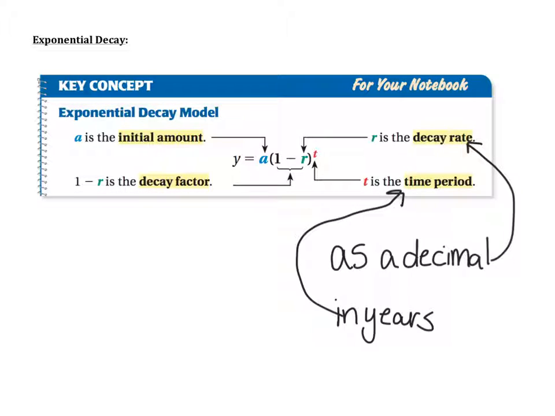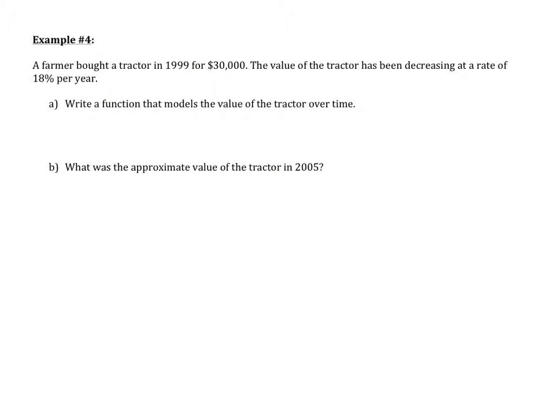So again, this is just like when we did exponential growth. The only thing that is different is that now we are subtracting the decay rate because things are getting smaller, so it makes sense to subtract it. If things were getting bigger, it makes sense to add it. So it's exactly the same thing. We're just subtracting the rate rather than adding the rate. So let's see an example of a decay model.